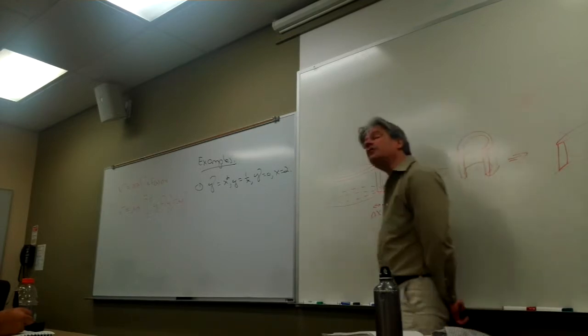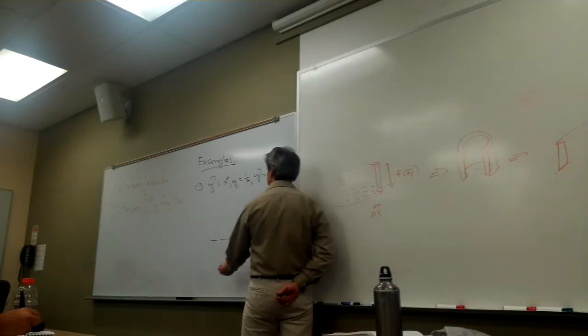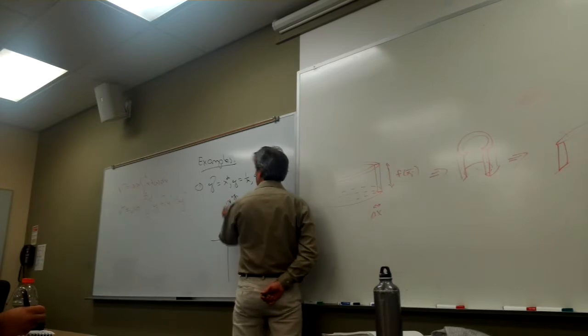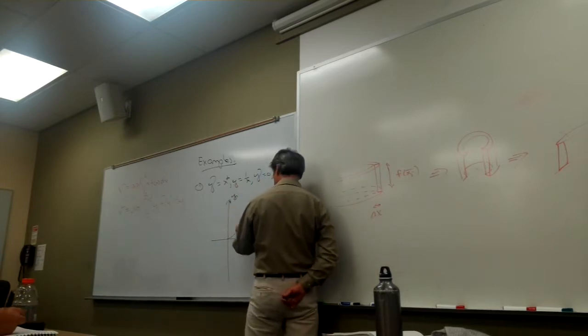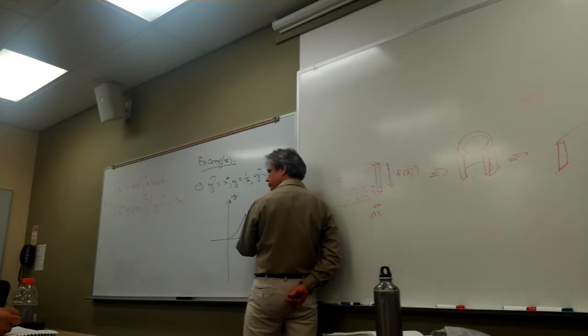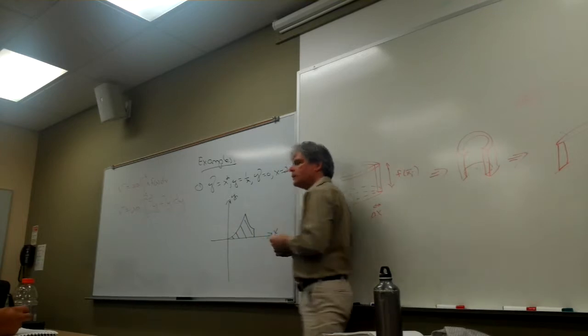Well, I think the first thing I need to do is draw a pretty picture. Here's my x-axis. Here's my y-axis. I think this will be my parabola, a portion of my hyperbola. And I'll stop at x equals 2, and y equals 0. I think this is the region I generate.